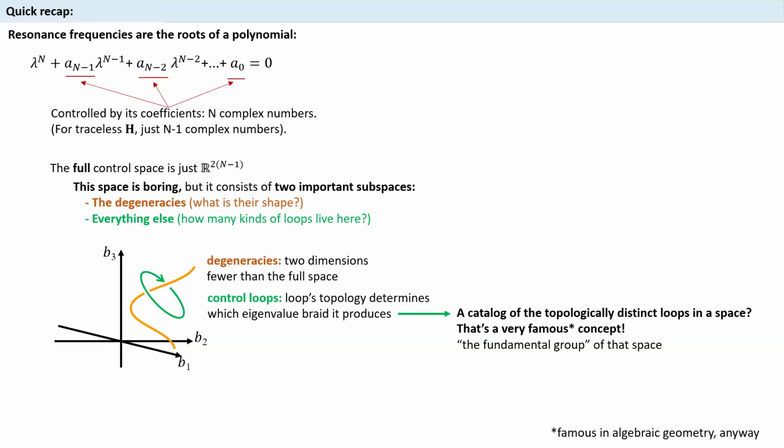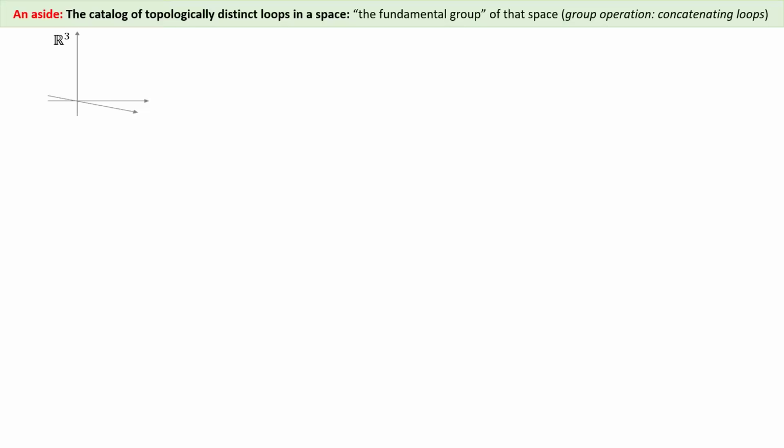So we're at a good starting point for this, because I've already told you that every topologically distinct type of loop gives you a topologically distinct kind of braid. And if you have a catalog of all the loops in a given space, this is a very powerful tool for characterizing that space. This is called its fundamental group. Okay, so what is a fundamental group?